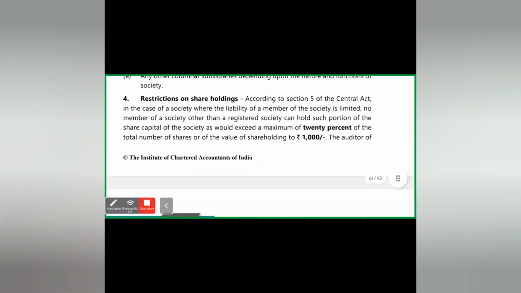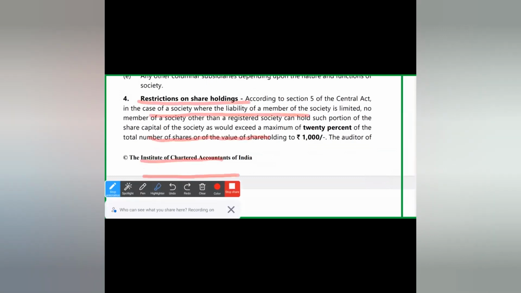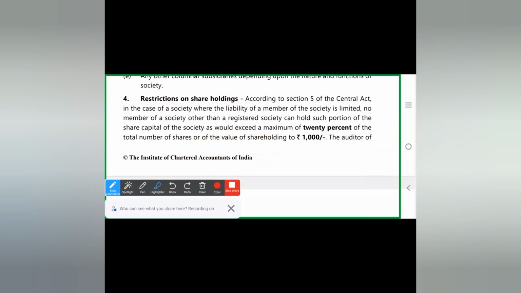Here we have restrictions on shareholdings. According to section 5 of the Central Act, in case of a society, the liability of a member is limited. No member of a society other than a registered society can hold such portion of the share capital that would exceed 20% of the total number of shares. So a person's share in the society can be a maximum of 20%. The total number of shares of the value has to be 1000 here.